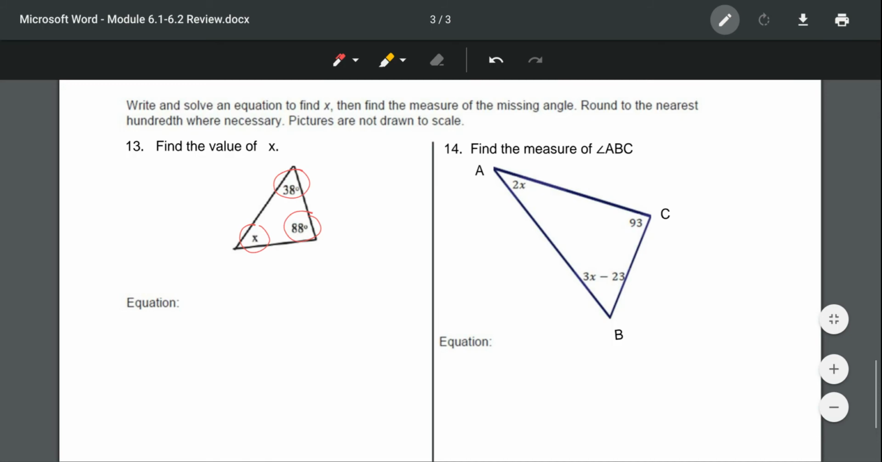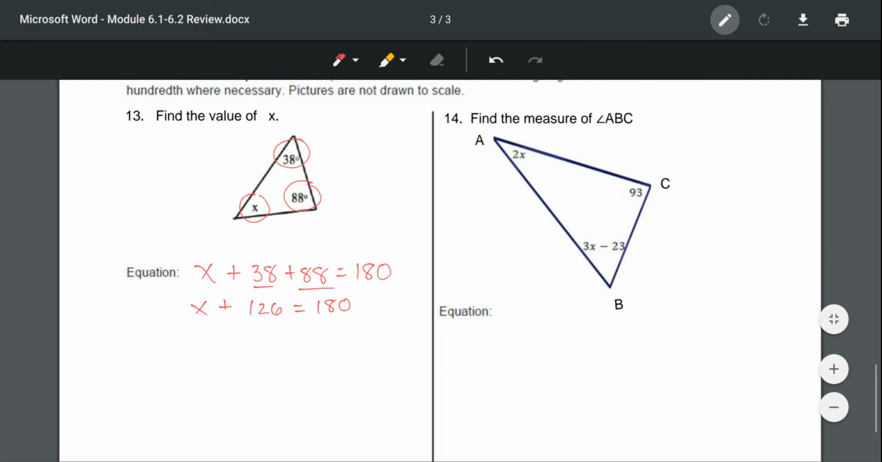Recall that all the angles in a triangle add up to 180. So x plus 38 plus 88 has to equal 180 degrees. Before you start solving for x, add your like terms. So add 38 and 88. You get 126. So x plus 126 is going to equal 180.